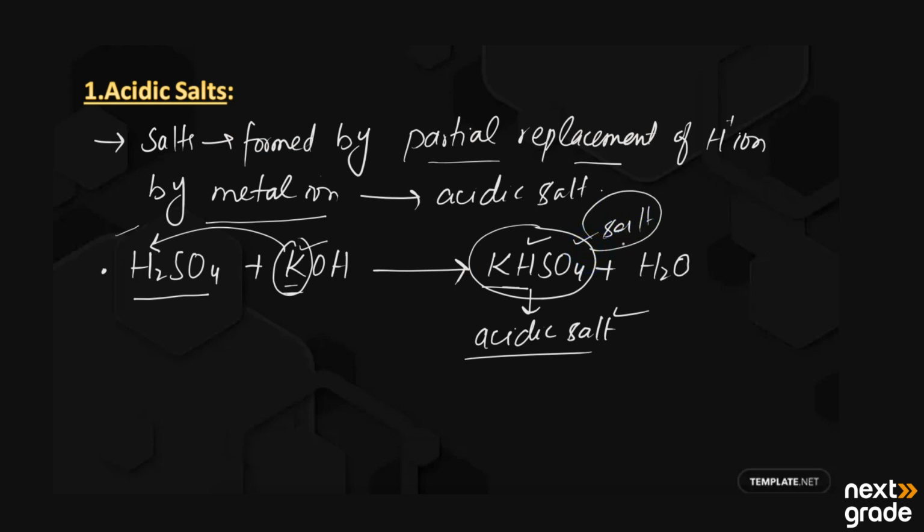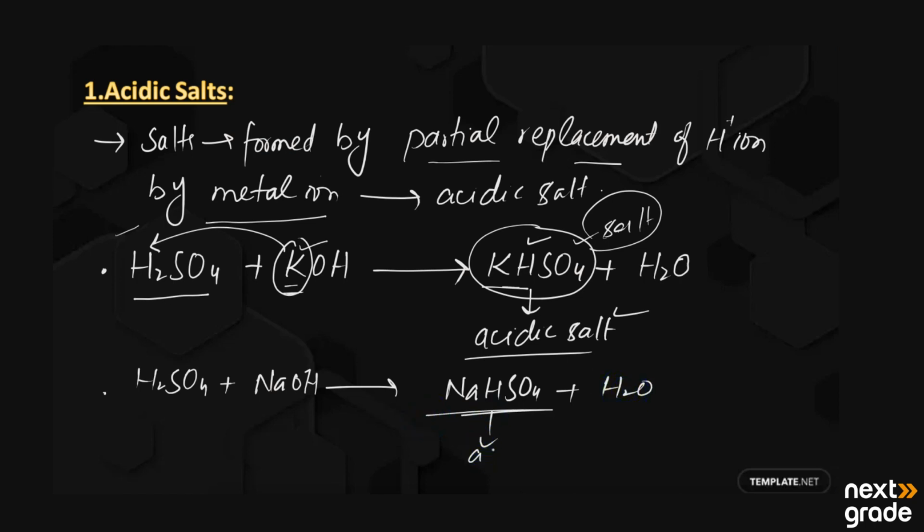We have a lot of examples related to the acidic salts when H2SO4 reacts with any other metal hydroxide. For example, H2SO4 reacts with sodium hydroxide. Then we have the product sodium bisulfate, plus a water molecule. So this is also an acidic salt.